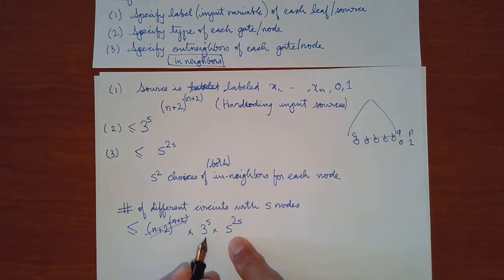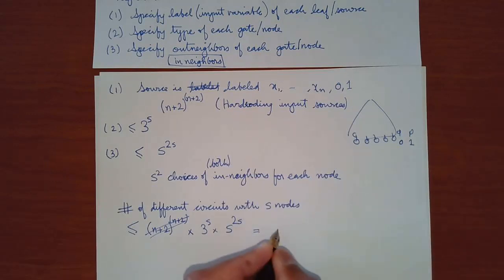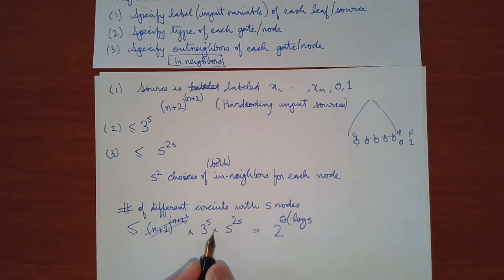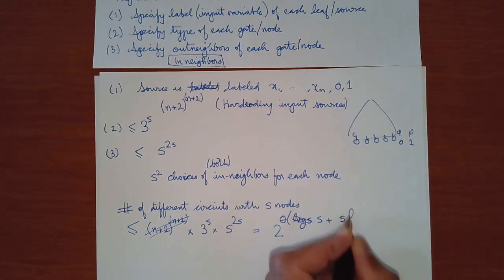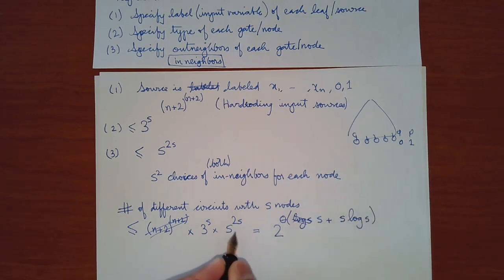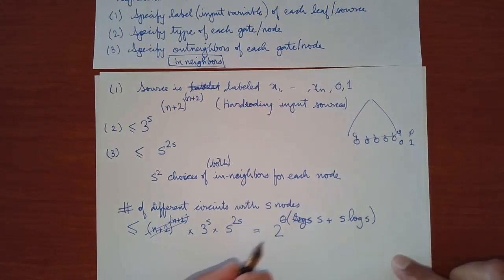But the point is you have 3 to the s times s to the 2s, which I'm going to write as 2 to the s plus s log s. So you get an s log s because s to the power s is like 2 to the s log s. Okay, does this make sense? So the number of different circuits, I can basically say this is 2 to the theta of s log s.